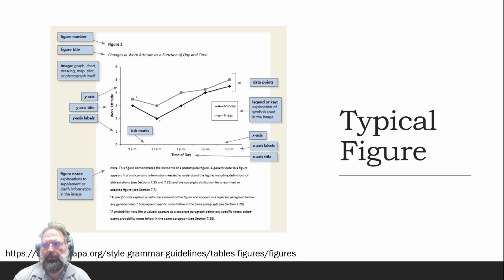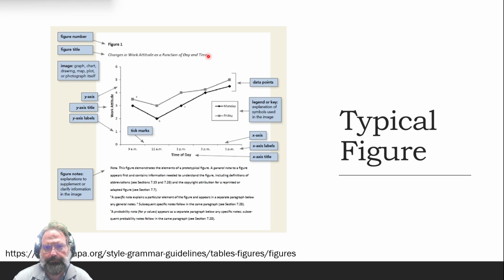So when you're dealing with a figure, and tables would be very similar, there are some elements that you need to be aware of. First, they have a name that's up at the top. Anytime you see a figure in a document, it should have a number, and that's essentially naming it. It also has a title. So you give it a meaningful title, similar to a title that you might give to something, say, like a book, right? So it needs to be descriptive. It needs to explain at a glance what the data is about. Such here, we're talking about changes in work attitude as a function of day and time.